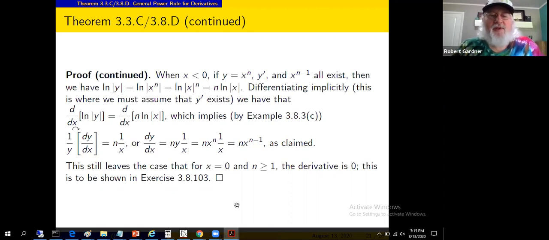So that establishes the whole thing, except in the case when x equals 0 and n is greater than or equal to 1.